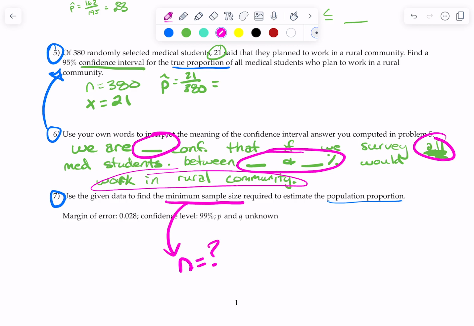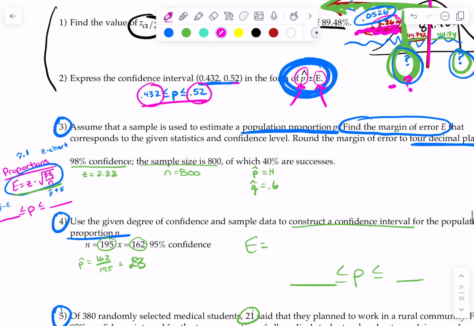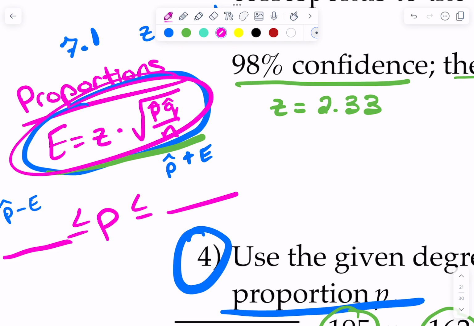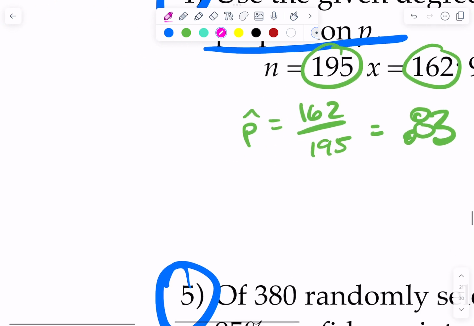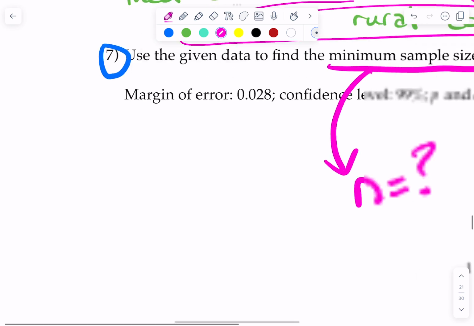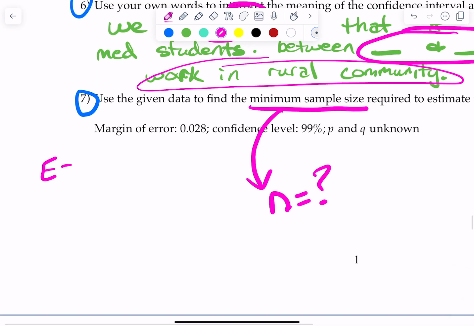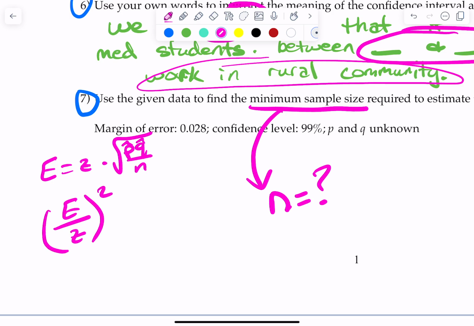Do we have a formula for finding n? It's the same as error, but backwards, right? Error is z times the square root of p hat q hat over n. So if I take e, divide by z, and square that, that's equal to p hat q hat over n. And then how do I get n by itself?